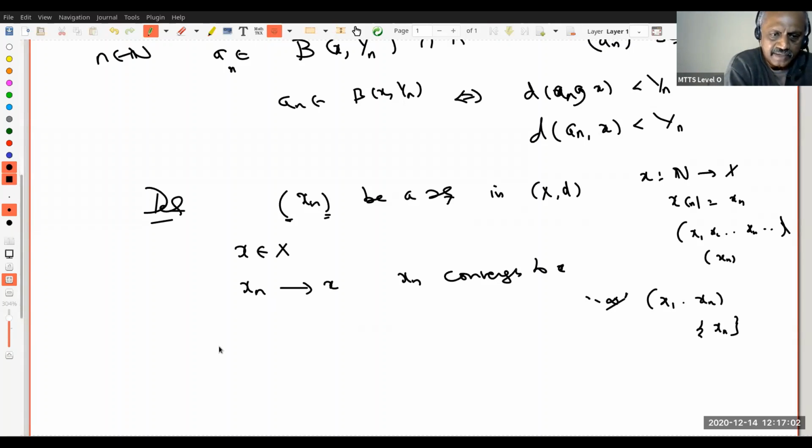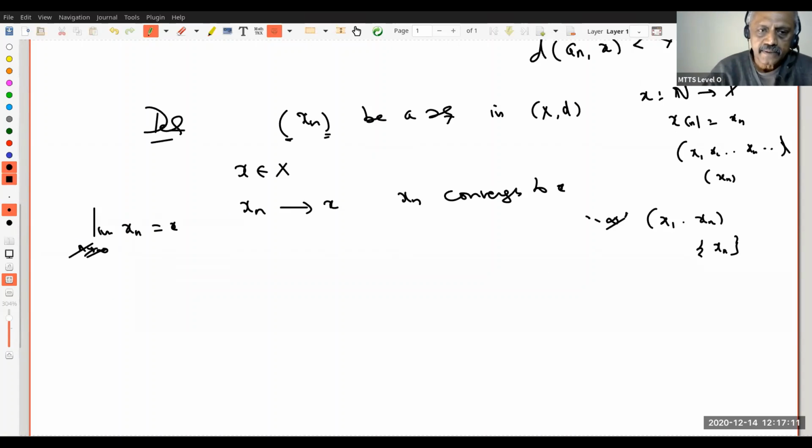So I will simply write x_n converges to x. I will not write it as you see in textbooks. I won't do that. So when do I say x_n converges to x? As in the first lecture, we will make the definition of convergence of real sequences. So what does that mean?